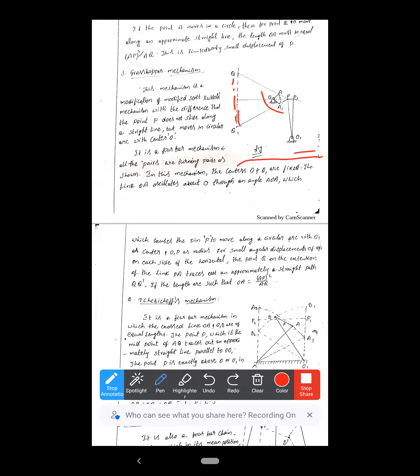And now, what is the relation between the link lengths? That equation is maintained here. The link lengths are OA equals AP square by AQ. Just observe that, AP square by AQ. When they maintain this particular equation, when they maintain the link lengths, then we achieve the grasshopper mechanism.